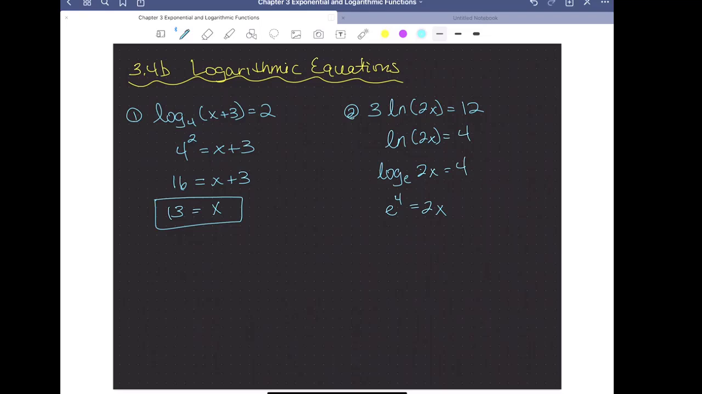What am I going to do to get x all by itself? Divide by 2, yep. So we have e to the 4th divided by 2. Find our trusty handy dandy calculator. All right. Put e to the 4th divided by 2 in there. And I'm going to go with, we get an approximation of 27.3.